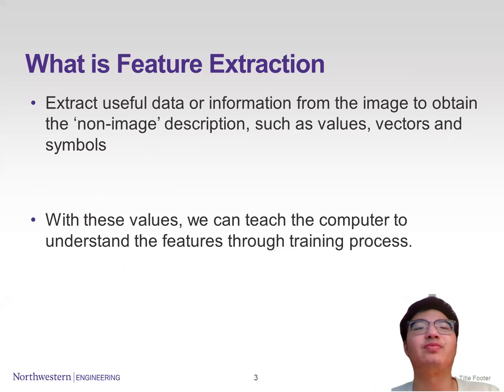What is feature extraction? As we all know, computers don't know pictures, only numbers. In order to enable the computer to understand the image, so as to have real computer vision, it is important to extract useful data or information from the image to obtain a non-image representation or description of the image, such as values, vectors, and symbols. With these features, we can teach the computer to understand them through the training process, so that the computer has the ability to recognize the image.